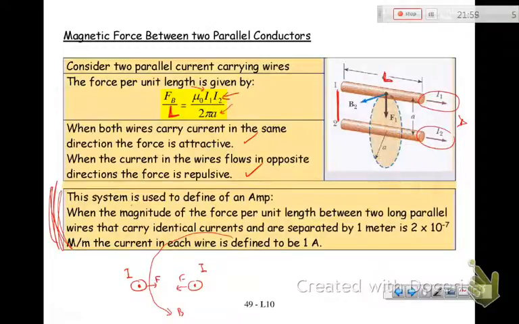So what they said was, we can use this attractive force between wires. So when the magnitude of the force per unit length between two long parallel wires that carry identical currents and are separated by 1 meter is 2 times 10 to the minus 7 newtons per meter, the current in each wire is defined to be 1 amp. So it's a better way of defining an amp. It comes from the original definition. They didn't change the size of it. They just found a better way of showing it. And that happens a lot, actually.